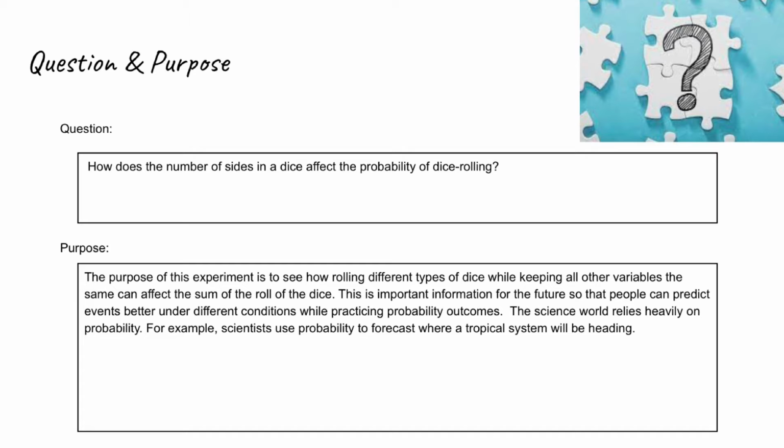My question and purpose for my science fair experiment was: how does the number of sides on a die affect the probability of dice rolling? The purpose of the experiment was to see how rolling different types of dice, while keeping all the other variables the same, can affect the sum of the roll of the dice.